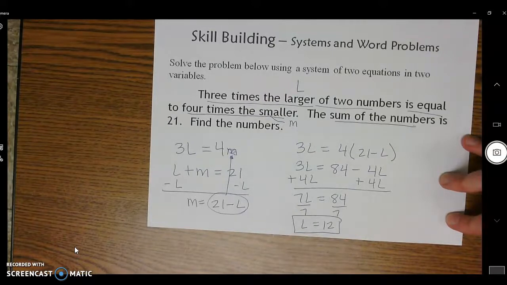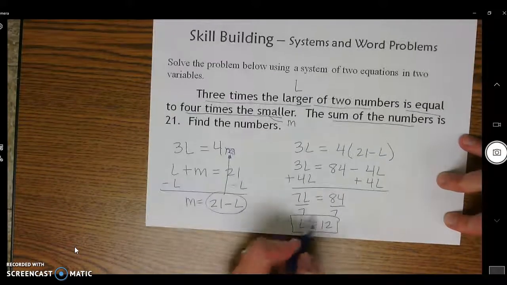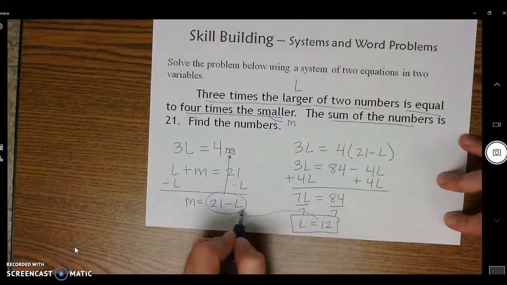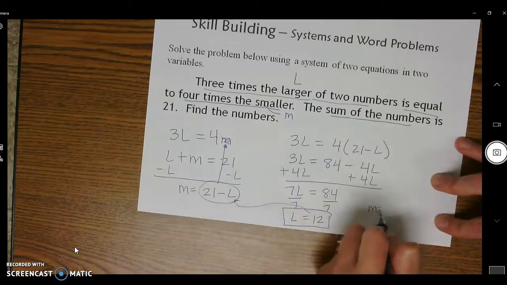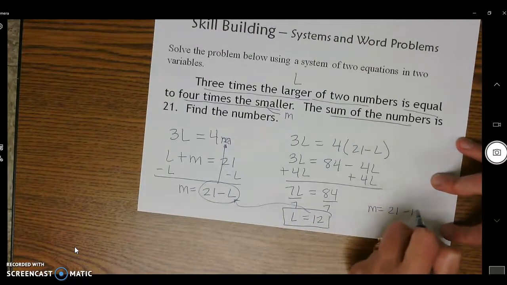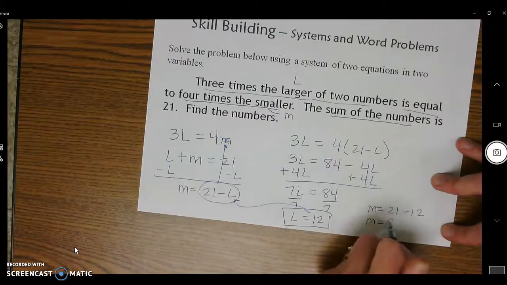And now I need to go find my smaller number. If I take L and plug it in right here, my smaller number is 21 minus 12, so my smaller number is 9.